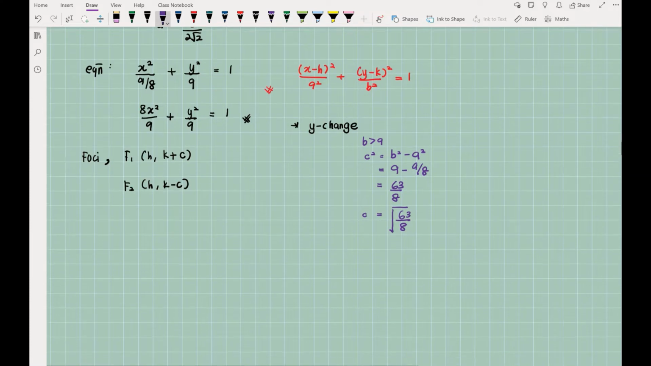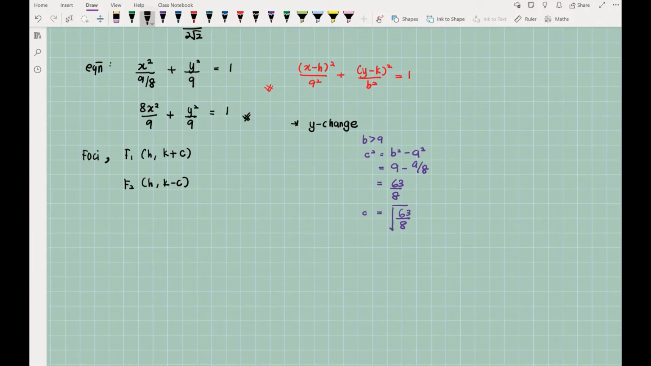Now, since you've already got your value for c, kita boleh terus cari kita punya fokus yang pertama dan yang kedua. So, F yang pertama akan jadi h kita 0. 0 plus c untuk k plus c akan jadi square root of 63/8. Untuk fokus yang kedua, we are going to get coordinate yang masih 0, tapi now k minus c, so 0 minus square root of 63/8, so that is negative square root of 63/8. Okay, so that will be our final answer.